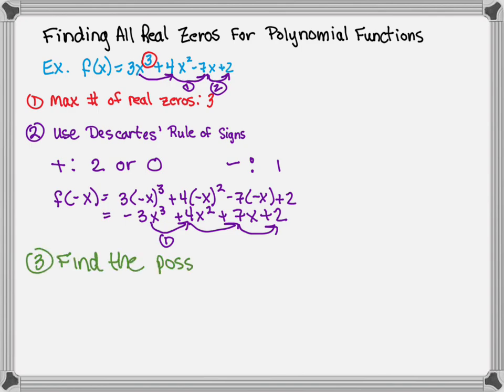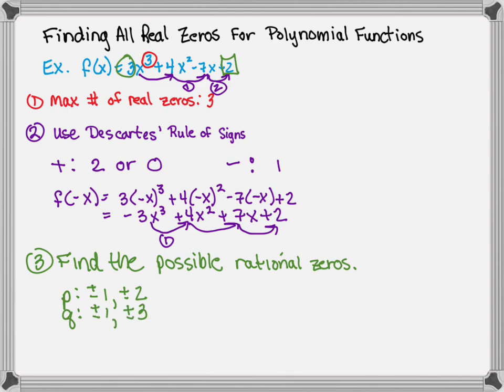Okay, third, we'll find the possible rational zeros, or possible rational roots. So we need to find the factors of p, or the constants. Our constant was 2, so the factors of 2 are positive or negative 1 and positive or negative 2. q will be the factors of our leading coefficient, which was 3. The factors of 3 are positive or negative 1 and positive or negative 3.